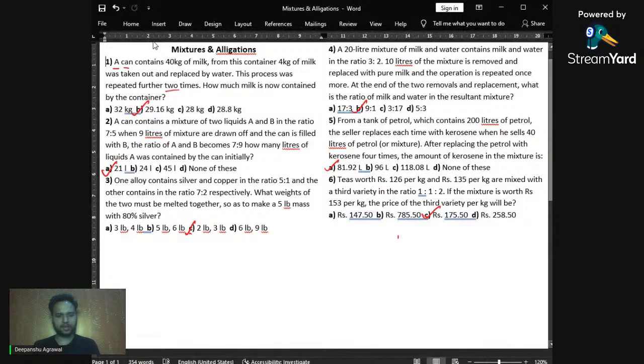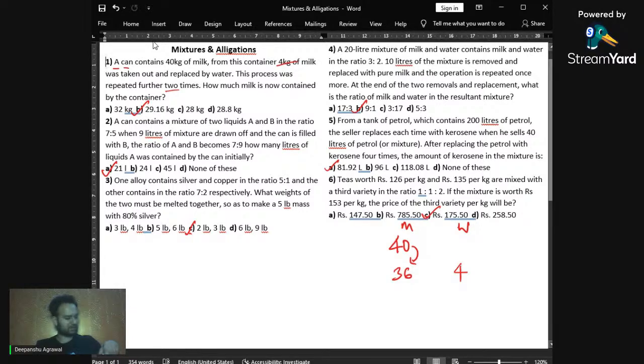So initially the milk was 40. They have taken out 4 kg, so they have reduced it to 36, and when they mix water, the water would be 4. Correct. This is milk and this is water. So 4 kg of milk is replaced by water. Therefore, after the first step, we will have 36 kg milk and 4 kg water.